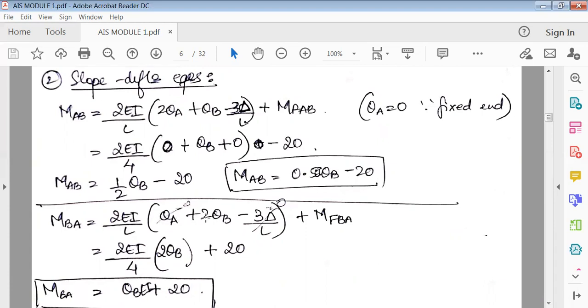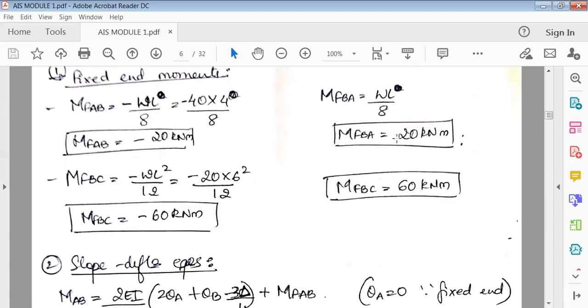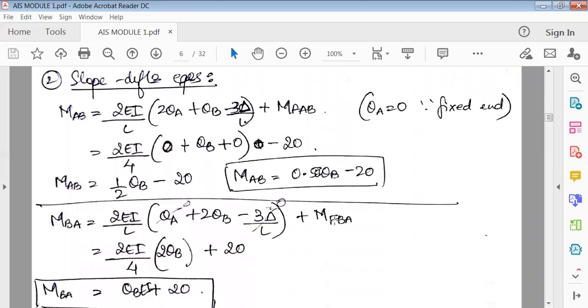So theta A plus 2 times theta B. Again, it goes with the formula that is minus 3 delta by L. Close the bracket. Plus MFBA. Okay, so MFBA we have already calculated. So MFBA is 20 kilonewton meter. So write it as 20 kilonewton.